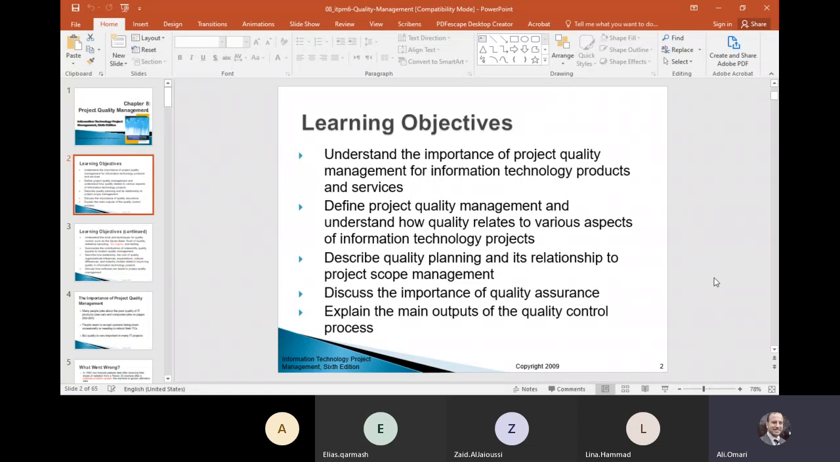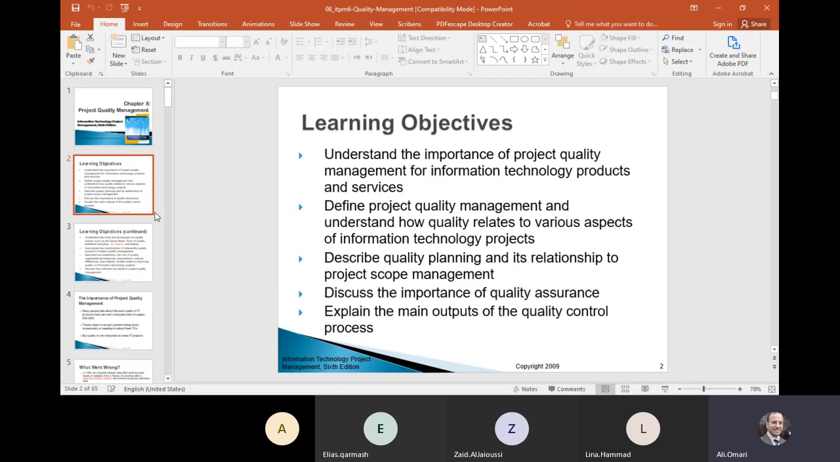So we need to study the relationship and describe the quality planning and its relationship to project scope, discuss the importance of quality assurance in general, and examine the output of the quality control process.